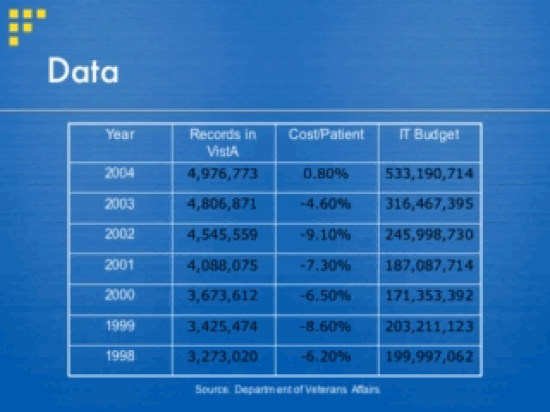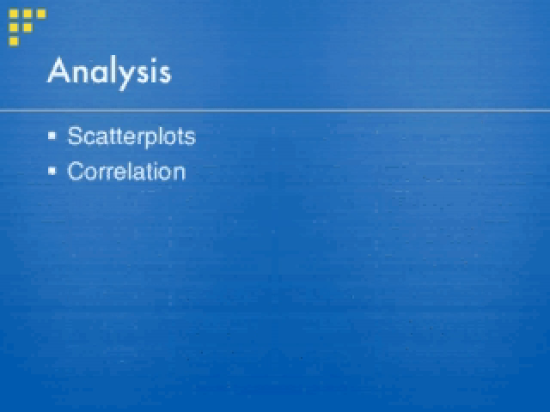This chart represents the data provided on October 16, 2007 from the Department of Veterans Affairs. The data spans from 1998 to 2004 and includes the number of records in VISTA, the cost per patient index, and the Veterans Affairs budget for information technology. In order to analyze the data, we have created scatter plots of the information to show the correlation between the different variables. A correlation close to 1 represents a strong relationship between the two sets of information.